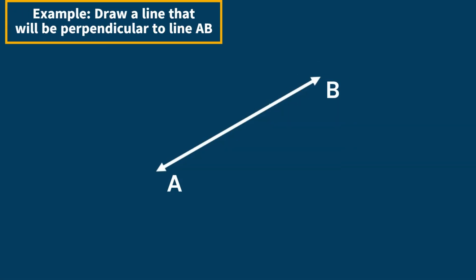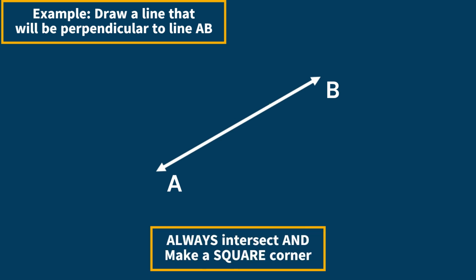Let's look at this example. What I want to do is draw a line that's perpendicular to this line AB. What we know about perpendicular lines is that they must intersect and also they must have a square corner. So since it must have a square corner, what I can do is draw a square on top of this line here. Now, I just draw a line that's going to be going through one of the sides. So I can draw a line like that.